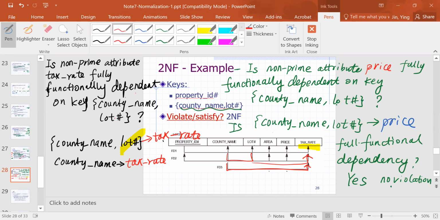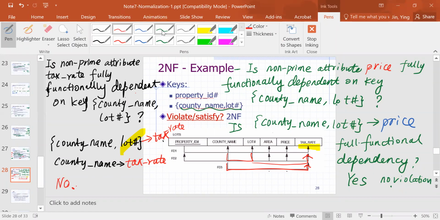So for this particular question, what is your answer? The answer is no, right? In other words, you found out a non-prime attribute is not fully functionally dependent on a key, and that's a violation, right? So as a result, this relation is not in second normal form.